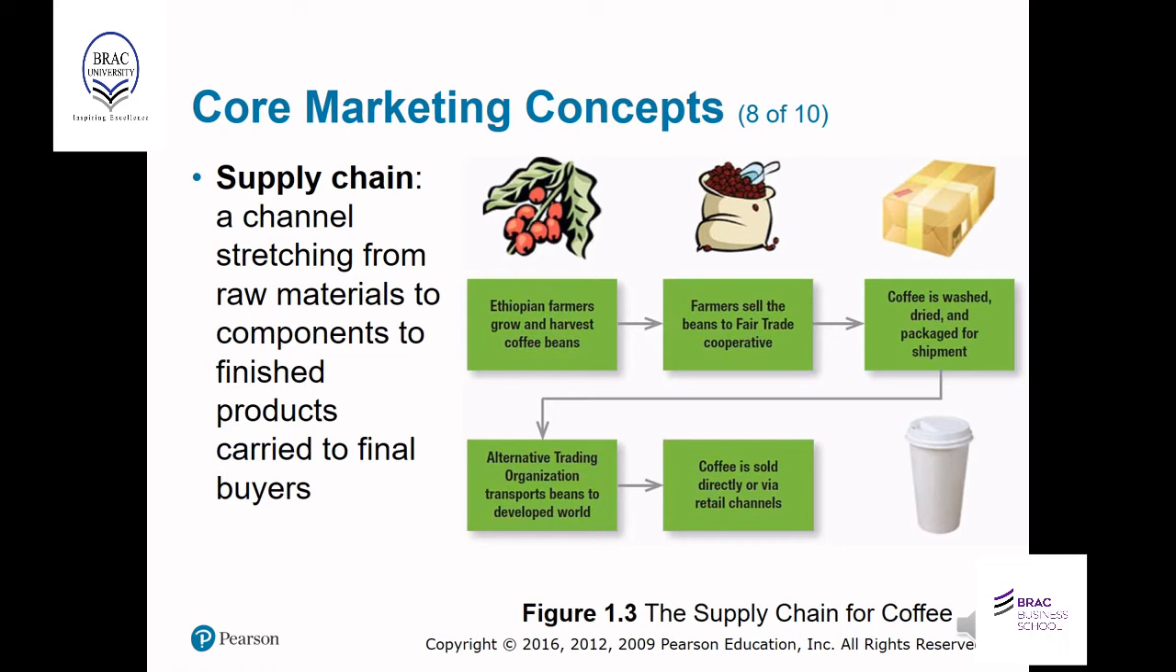So there is an example of coffee beans. While we are harvesting the coffee beans, that is the starting point of supply chain. After going through different processes, at the end point, the customers are getting these coffee beans in the form of coffee in a coffee shop. That one is the ending point of supply chain.